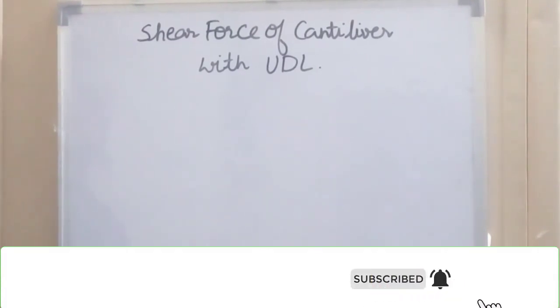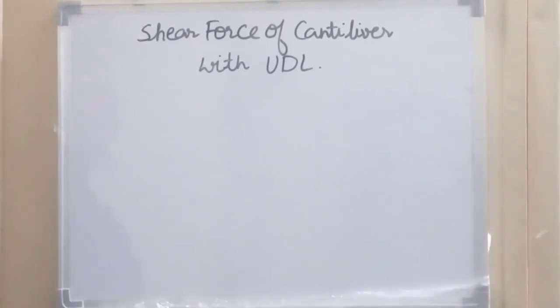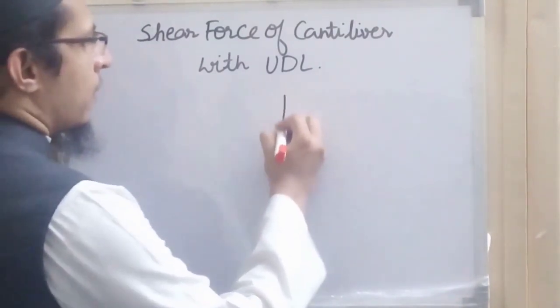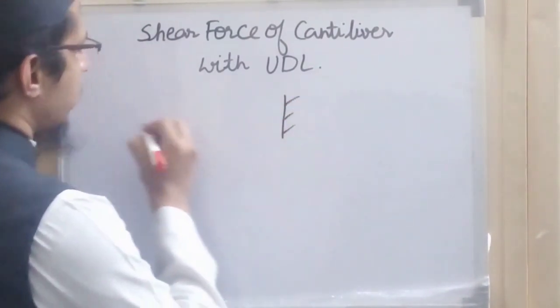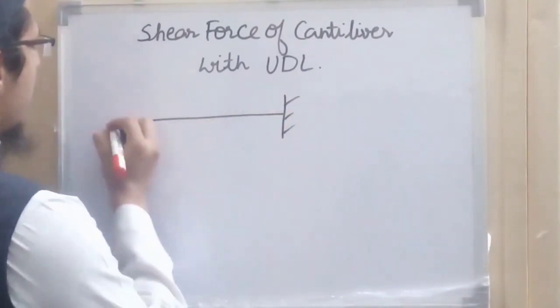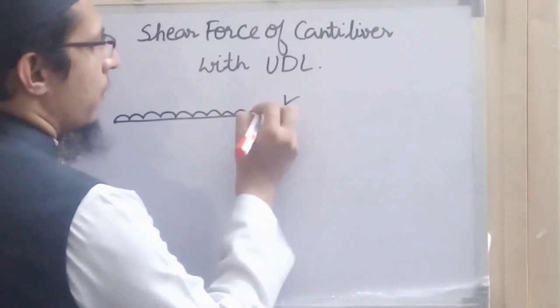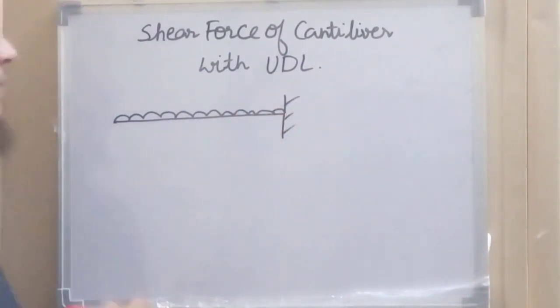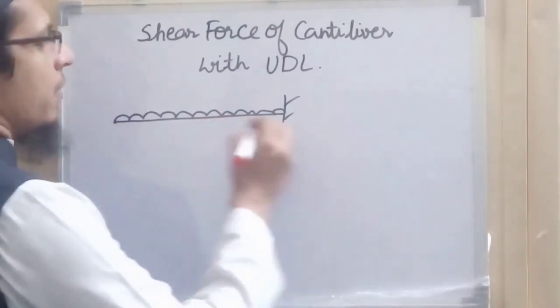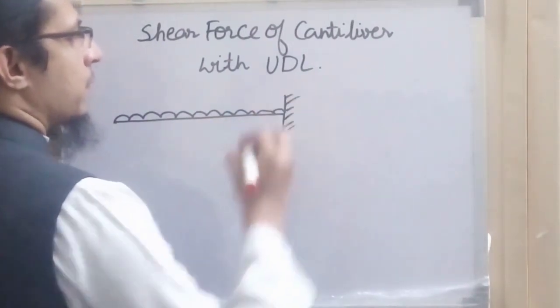In this video we will be discussing the shear force of a cantilever with UDL, when the load is uniformly distributed. So suppose this is a cantilever, this is the free end, and we have a uniformly distributed load on this cantilever. In this case, how will we find the shear force?